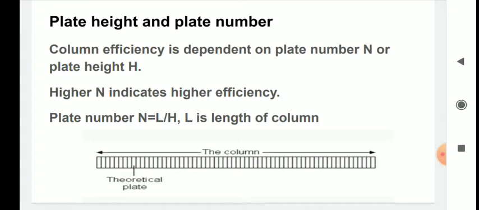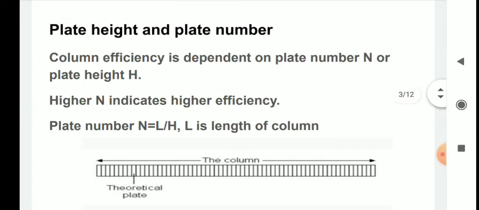Now it is generally known that the plate number determines the efficiency of the column. The more the number of plates in a column, the more will be the efficiency of the column. That is, a higher N will indicate higher efficiency. If h is the height of each plate and L is the length of the column, then the plate number will be given by L upon h.